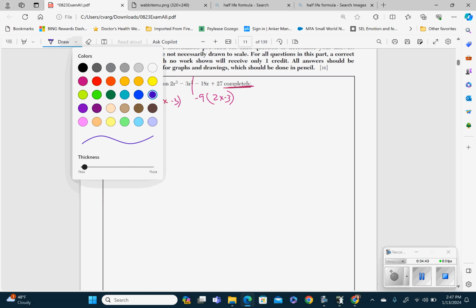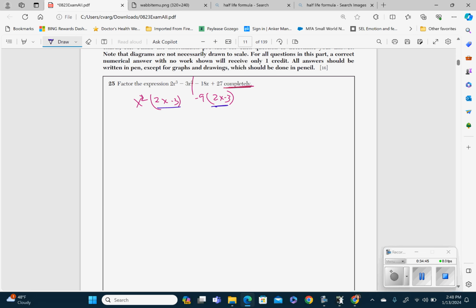So here, right, you see the 2x minus 3. We're going to take that and write it down once, and we're going to write down whatever is left. If the 2x minus 3 goes away, I'm left with an x squared. If the 2x minus 3 goes away, because I wrote it already, I have a minus 9 left over, right? So that's going to go here. This is going to go here.